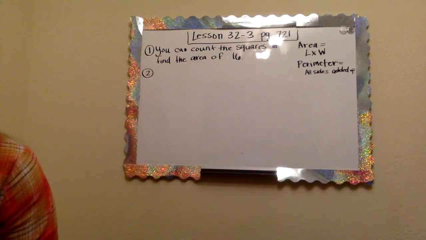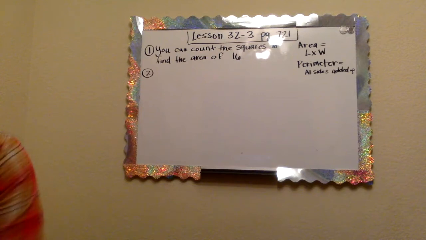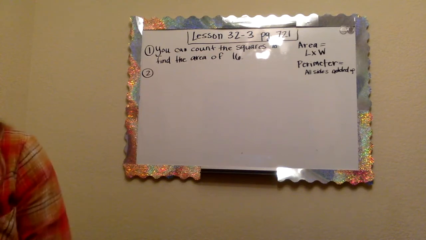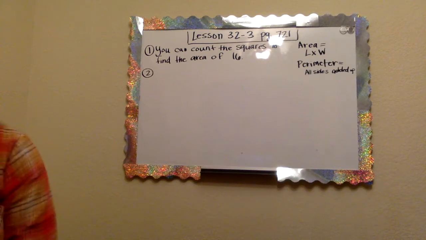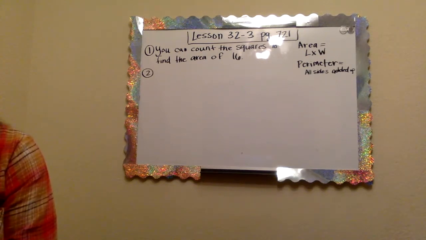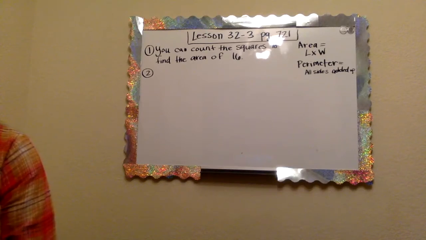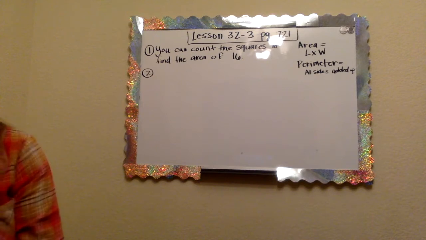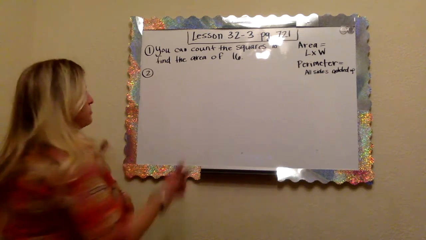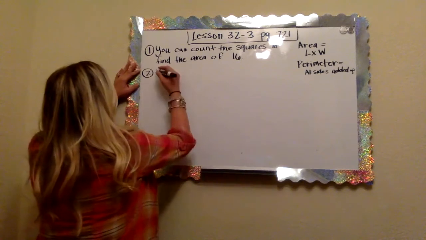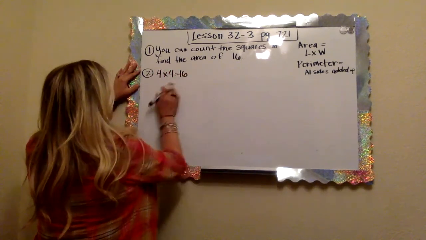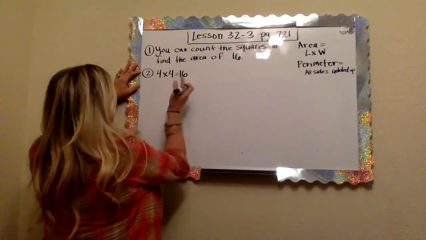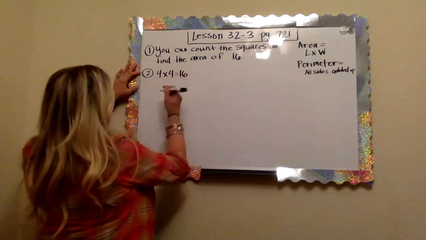To find other rectangles with an area of 16 square units, think of multiplication facts with a product of 16. What are the multiplication facts that have a product of 16? That means when you multiply two numbers, what would equal 16? I gave you a couple. The first one is 4 times 4 equals 16. No matter how you flip it, it's still going to be the same. So there's nothing else I can do with that.